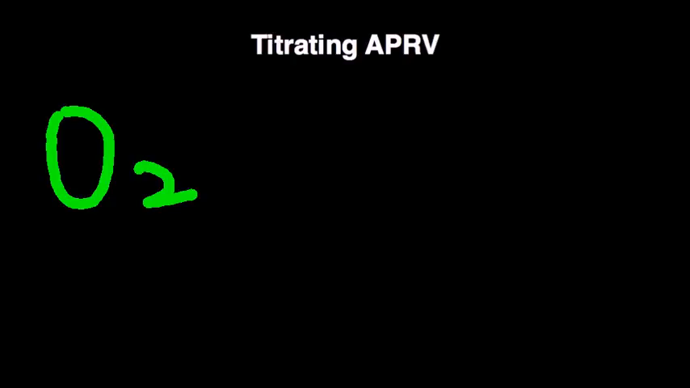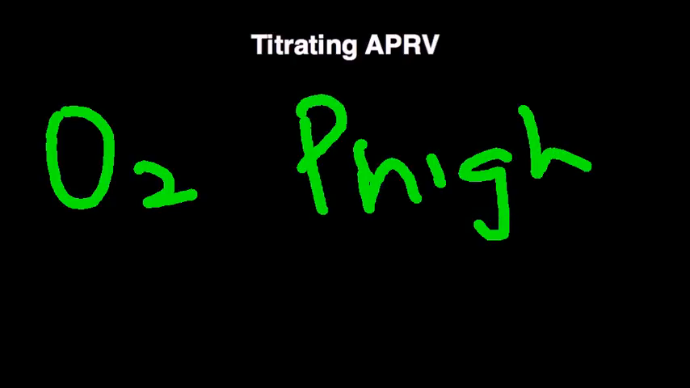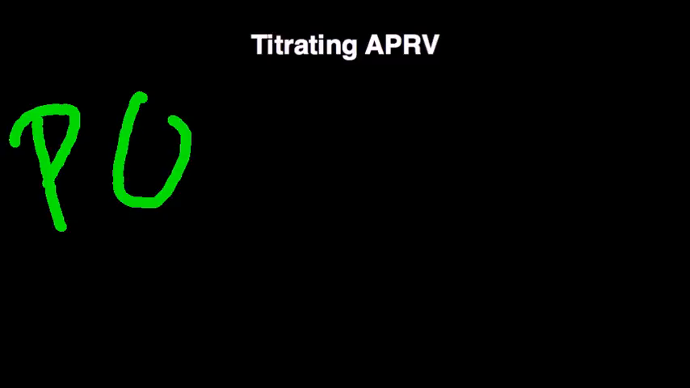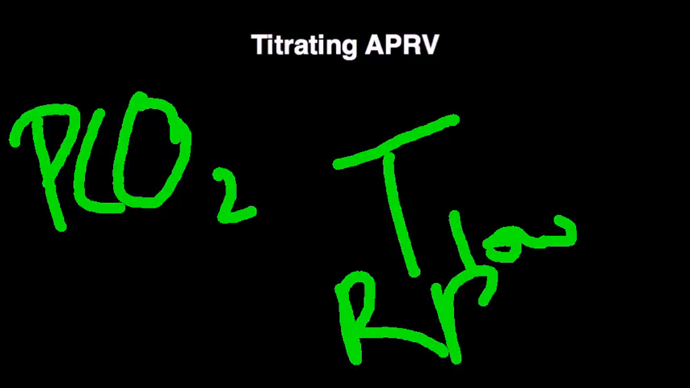Welcome. This is a subsequent segment to initiating APRV. So we'll talk about titrating APRV, or airway pressure release ventilation. We'll focus on oxygenation, which is dictated by the P high, or the pressure high, followed by T high, or the time at pressure high. The next thing we'll focus on is the carbon dioxide level, or PCO2 levels, using the T low along with the respiratory rate, or the spontaneous respiratory rate in some of these patients.